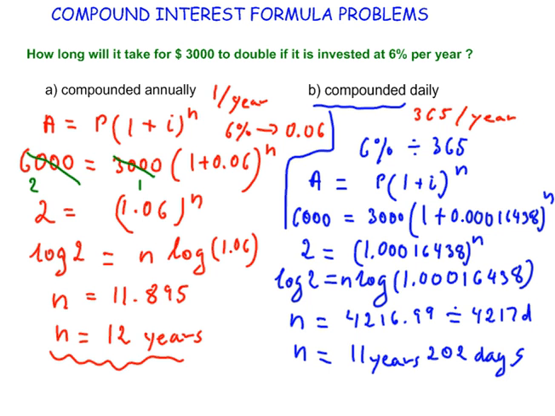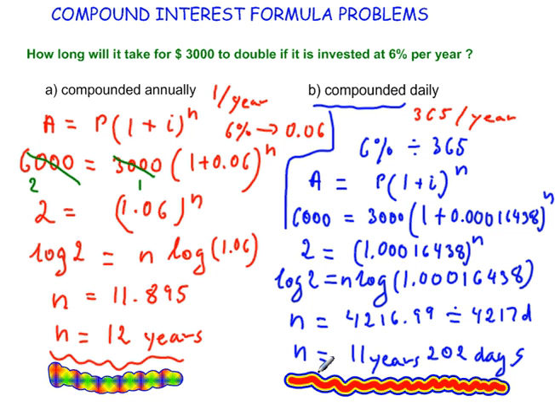So this is the time that is needed to double $3,000. So when you compare this finding with that, you'll see that it takes shorter when the compounding frequency is greater. So the faster you evaluate the interest rate, the less time is needed for you to grow to the same amount. And that makes sense.